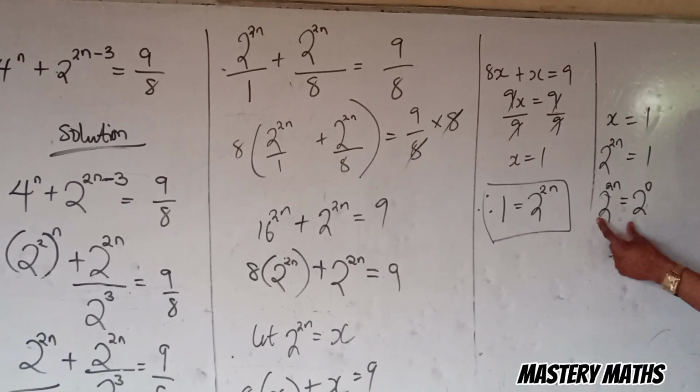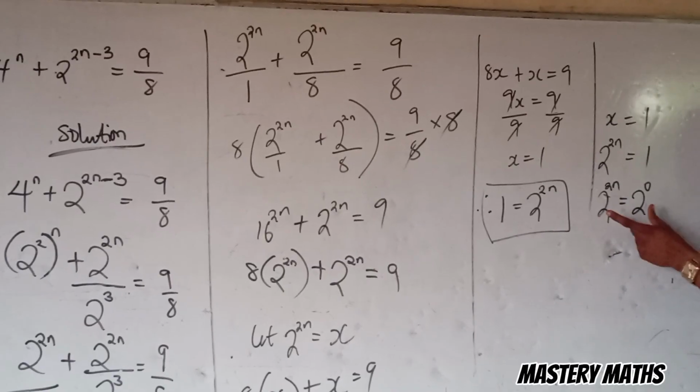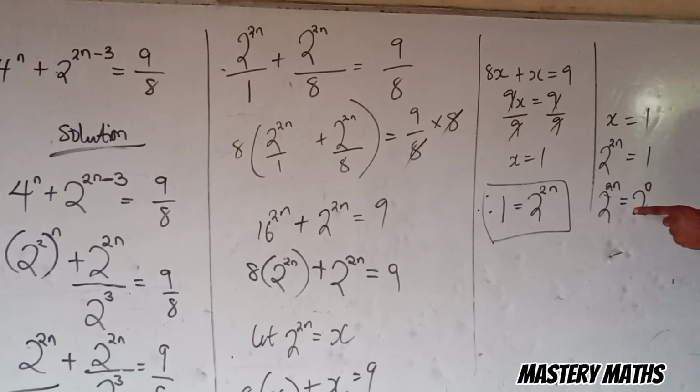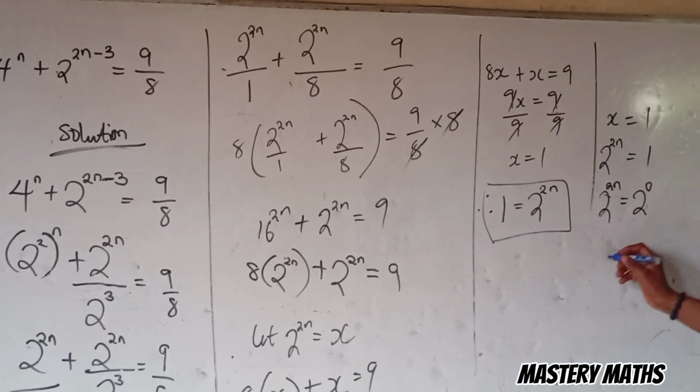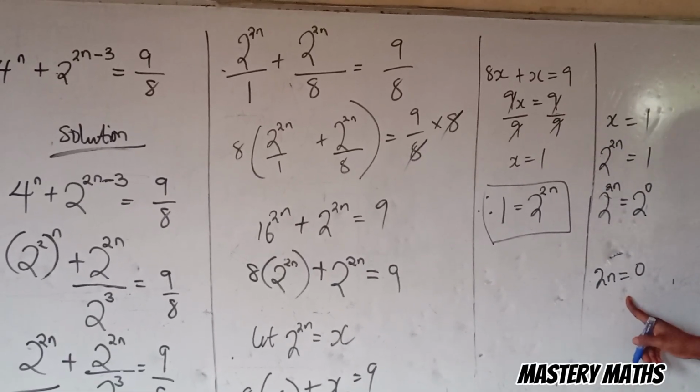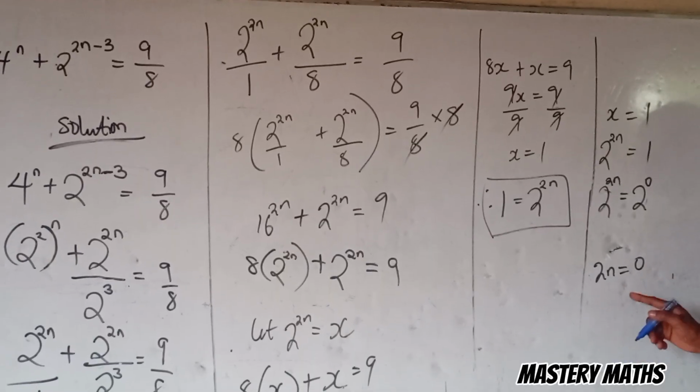Now, since the bases are equal, the law of indices says when bases are equal, work on the power. This base will cancel this base. Now, the power we have left is 2n equal to 0. Remember, we are looking for the value of n. Now, what should we do?